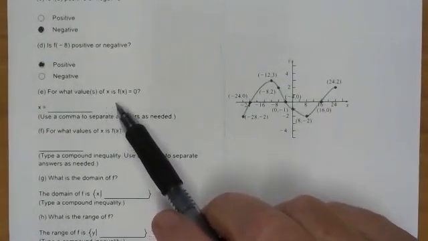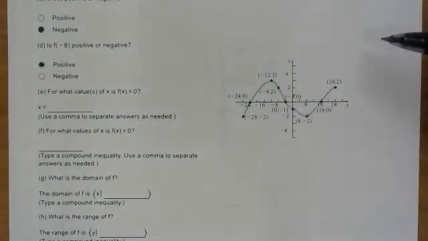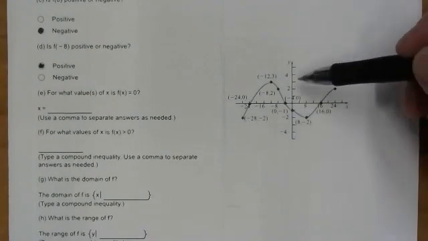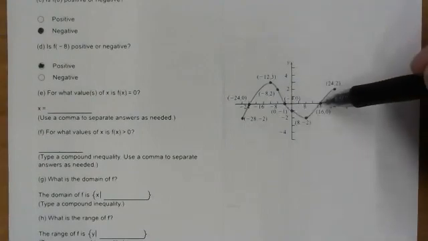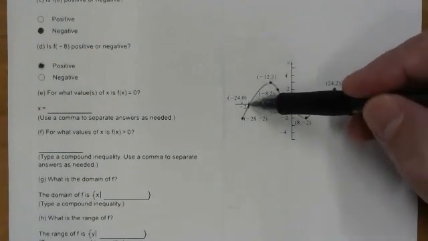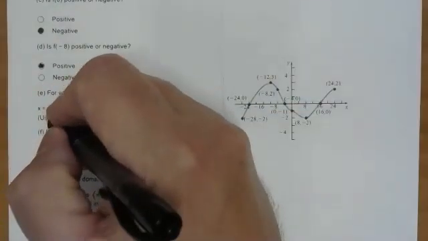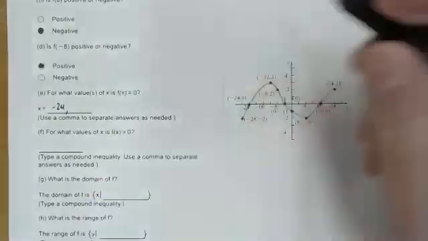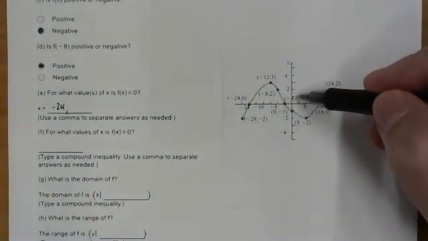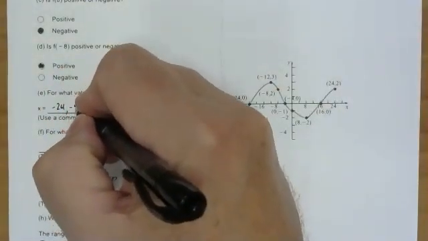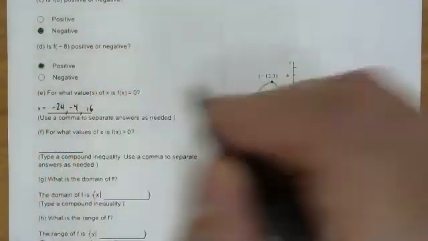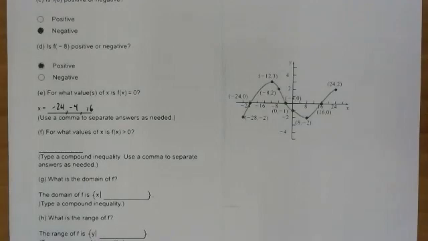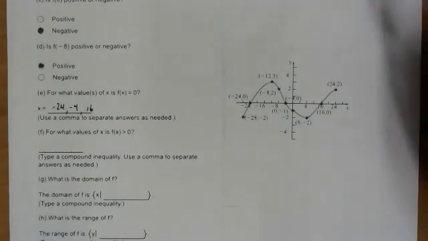For what values of x is f of x equal to 0? So let's figure out where the function is 0. The function's up and down. Looks like the function is 0 in 3 places: here, here, and here. So what are the values of x? I believe this is negative 24. And here it's negative 4. And then here, 16. So there are actually 3 values of x where the function is 0.